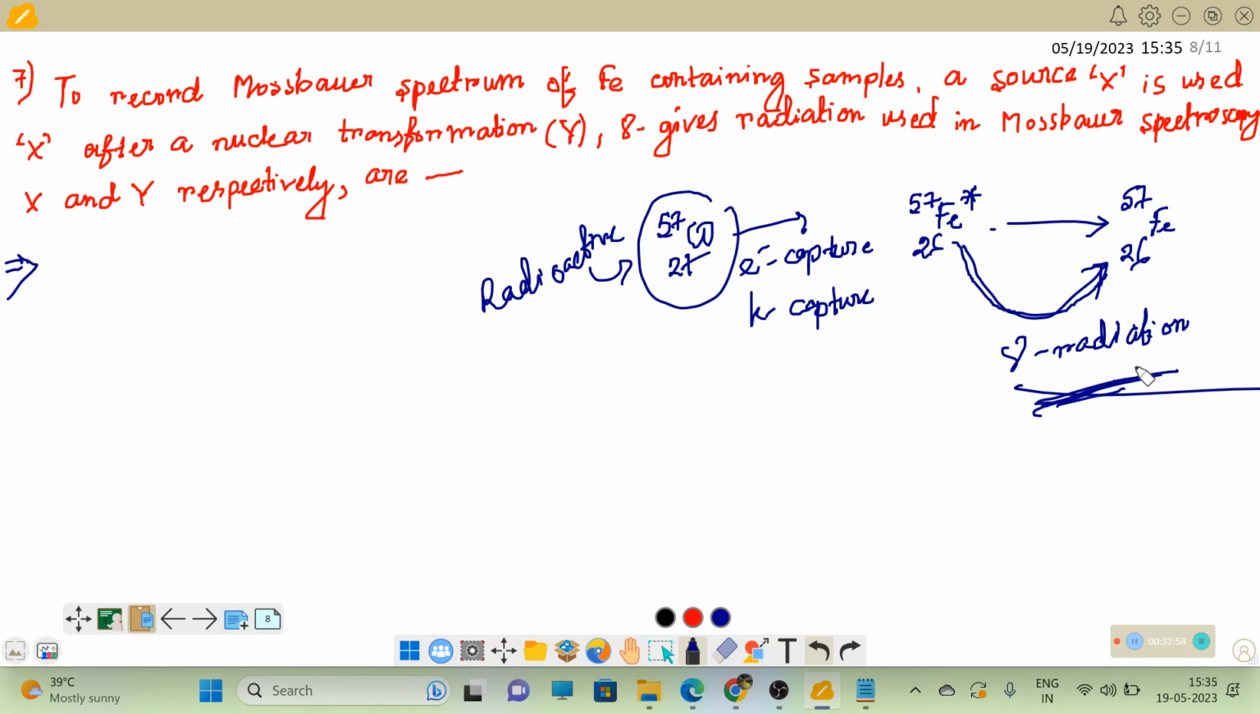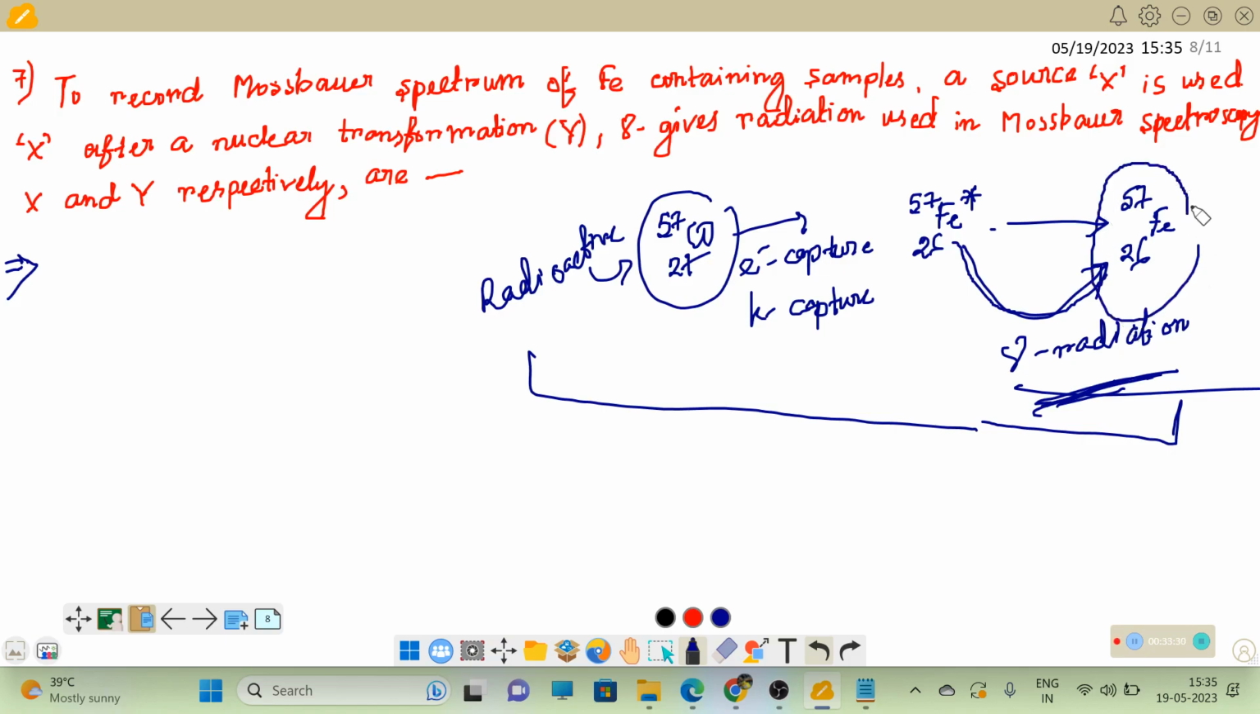As I told you, I will definitely come with a video. I am already making some slides related to Mossbauer spectroscopy. I'll discuss the whole Mossbauer spectroscopy in that video. So now for solving this problem, I just keep this topic small. Just remember that we use 57 cobalt, that is radioactive. After electron capture, it converts into the excited state of Fe. Then by releasing gamma radiation, it comes to the ground state.